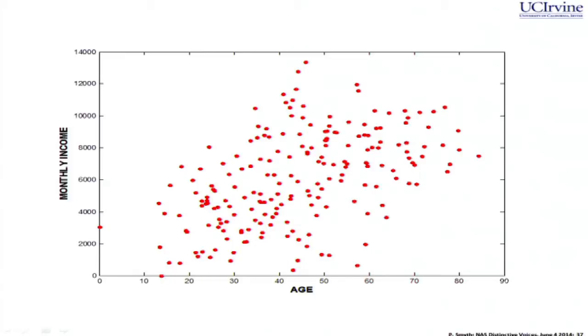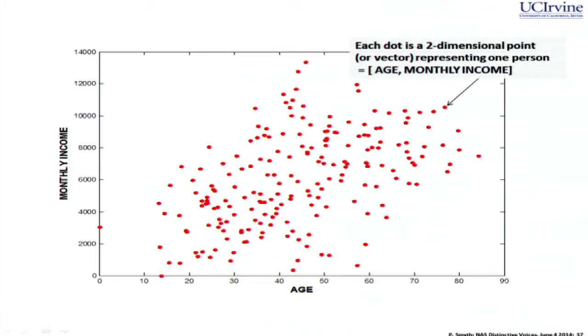I generated this data randomly, and then I realized I had a trust fund baby in my data set, age 0, and income of $3,000. So we'll see what happens. I tried to make it somewhat realistic. Each dot is supposed to be a person. This is a toy data set to get some concepts across, and each dot is represented by two numbers, a vector or point in two-dimensional space: age and monthly income.